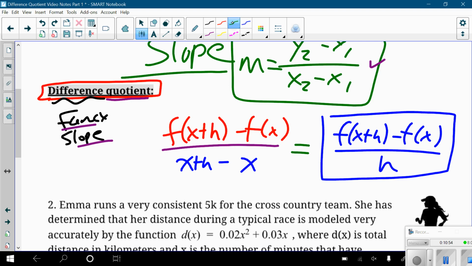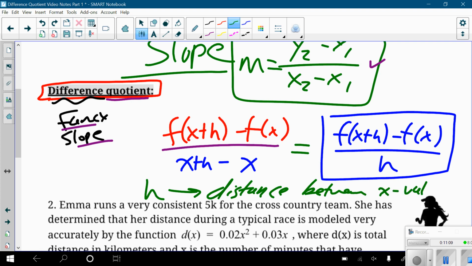The confusing part is the h. What you should think about the h as being is how far apart the x's are, the distance between x values. What's the x here? It's the first x value.